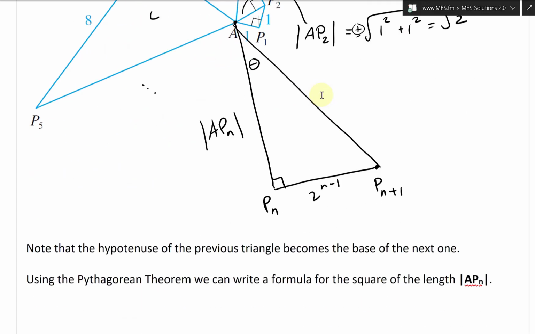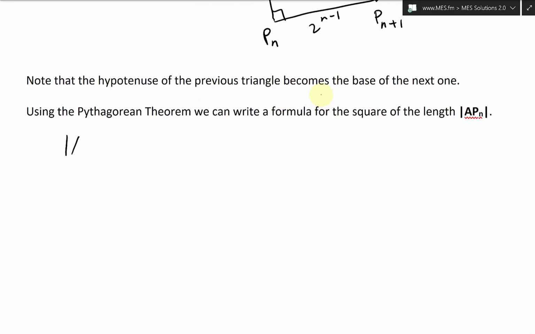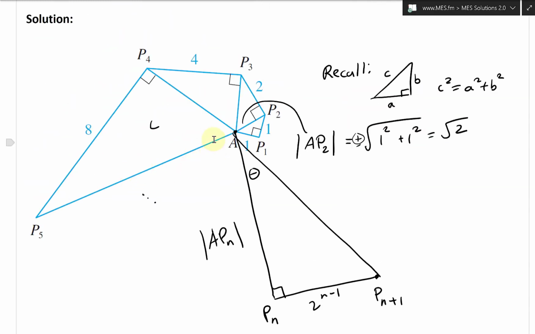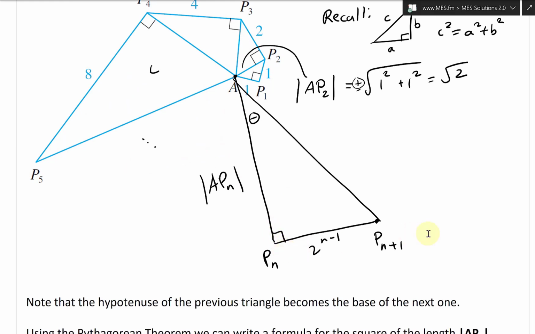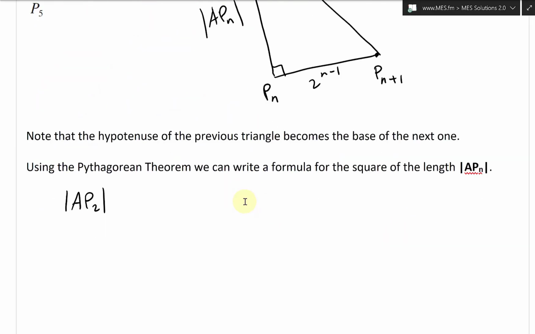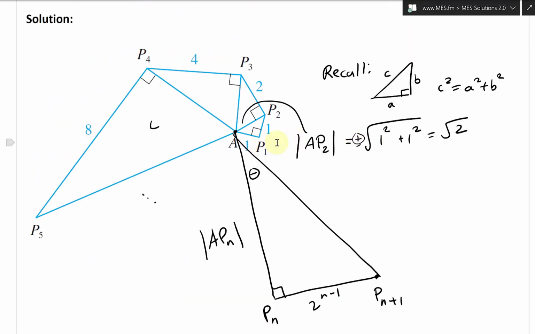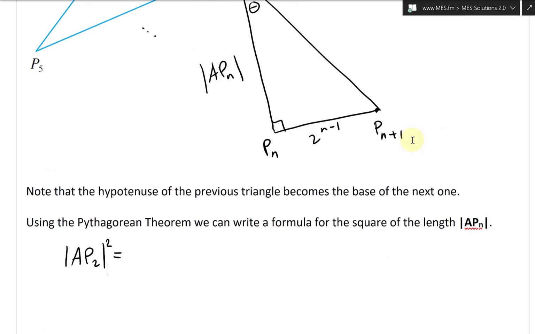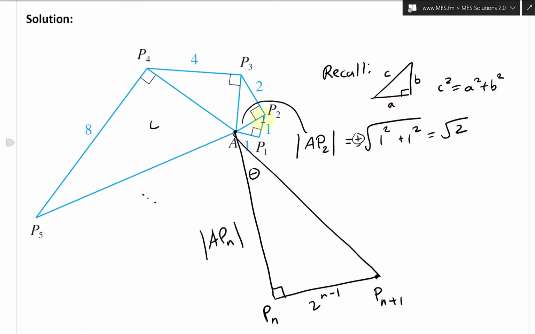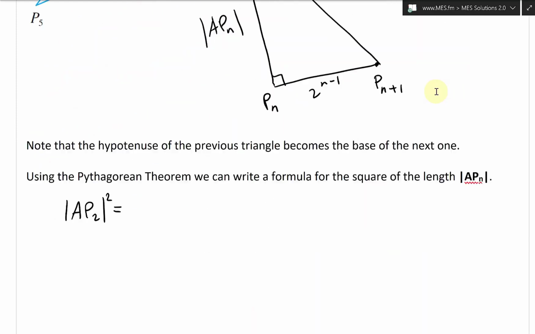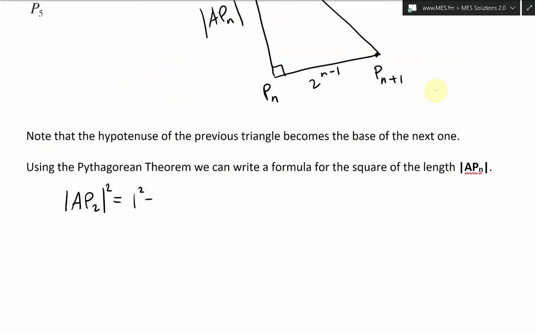AP2, let's write this like this. Notice here, the previous hypotenuse becomes the base of this next nth triangle there. So AP2 squared, let's keep it squared so we don't need to deal with square roots every time. If you square that, that just equals 1 squared plus 1 squared for this first one, or A squared plus B squared. So this equals 1 squared plus 1 squared, equals 1 plus 1.